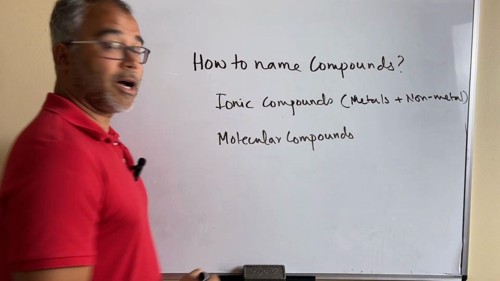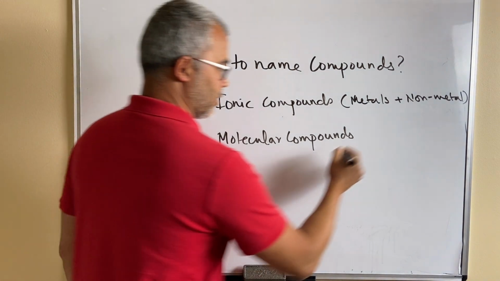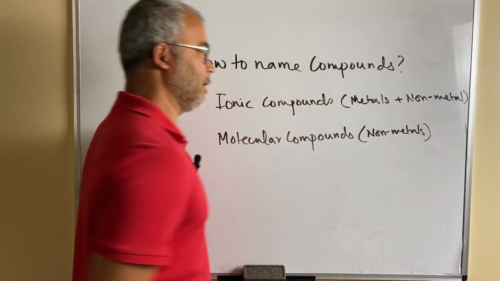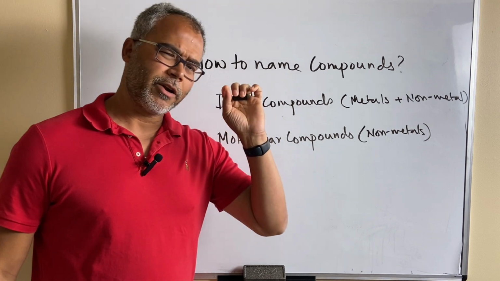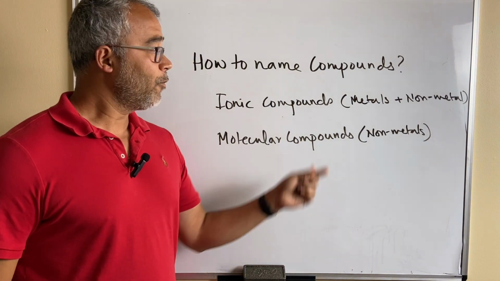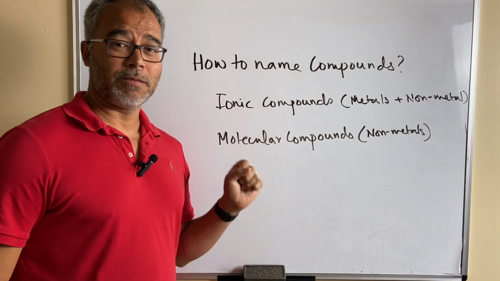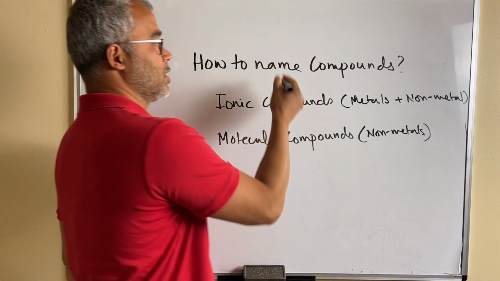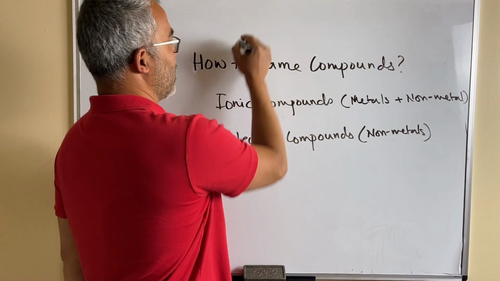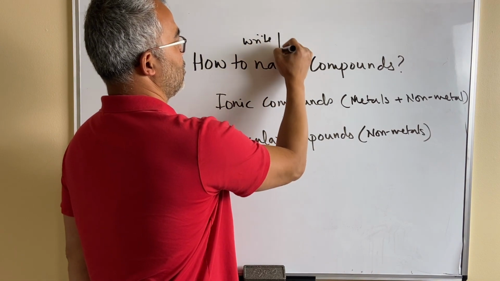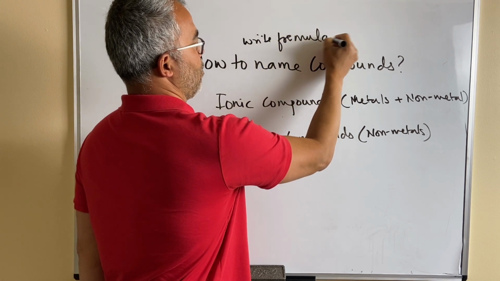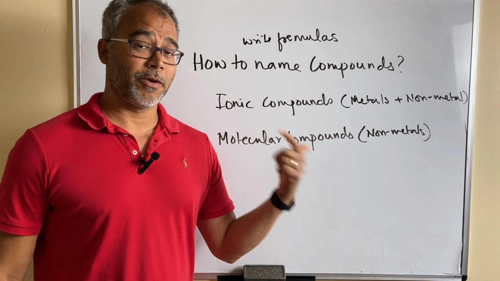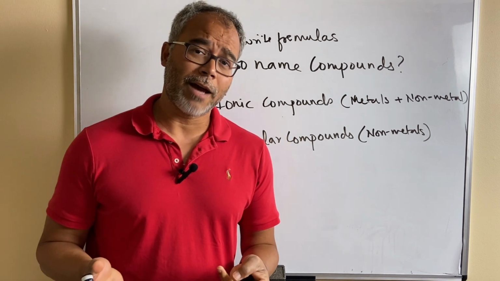And molecular compounds are compounds that are made predominantly of non-metals. There are some exceptions, but the exceptions are very minor, very few. So before we can even dive into ionic compounds and molecular compounds and how to name them, and how to deduce formulas, so not just naming compounds but also how to write formulas, we need to understand the periodic table, which is something you're always going to have access to.